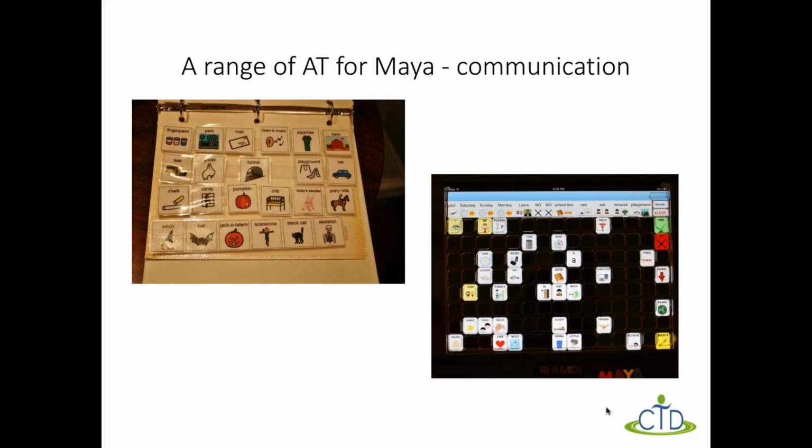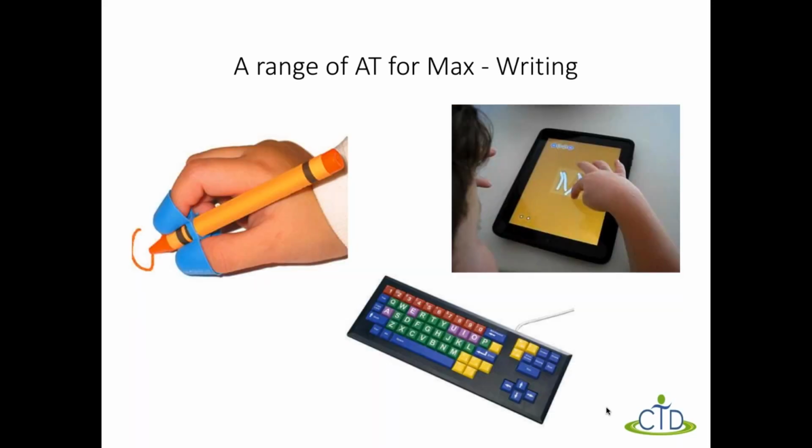Also, because they've introduced a communication device that also models what language and speech looks and sounds like, her speech has also grown and developed. So she uses a combination of signs, speech, her voice output device, and symbols to get her needs met, and she does this very successfully.